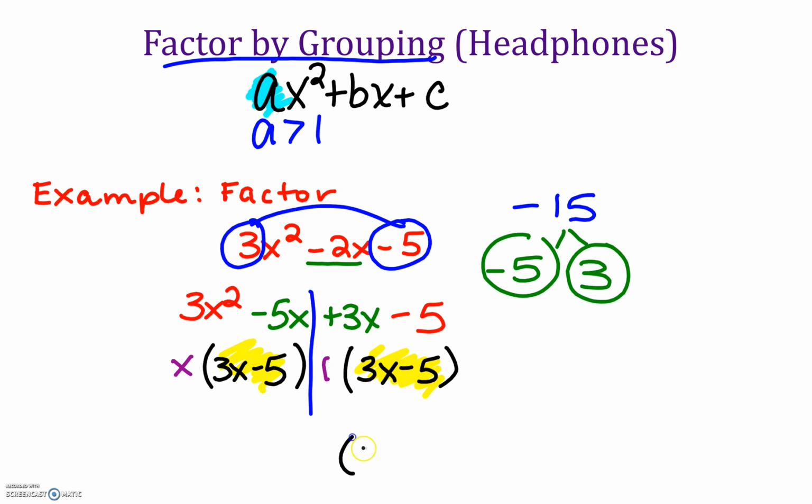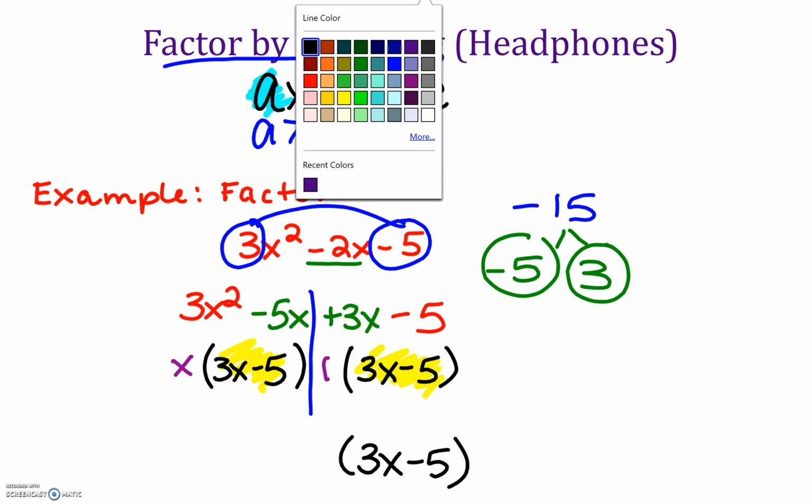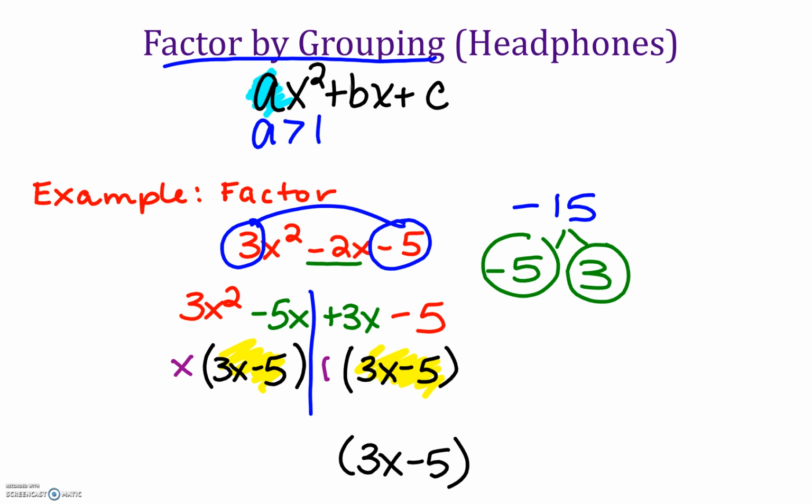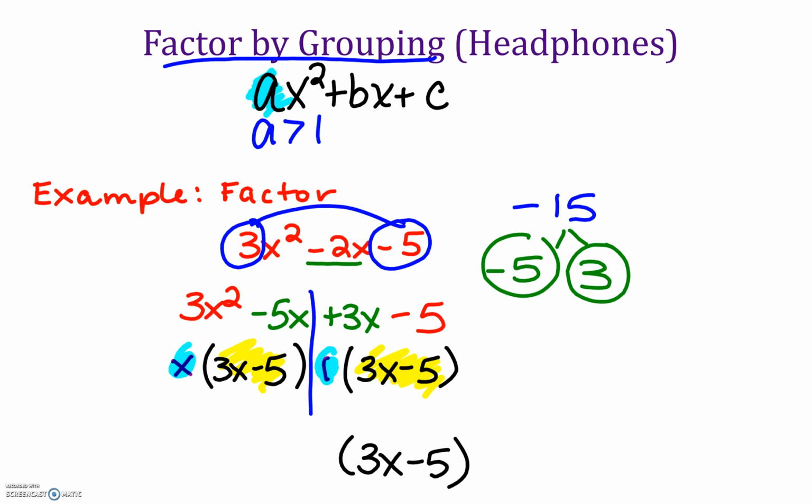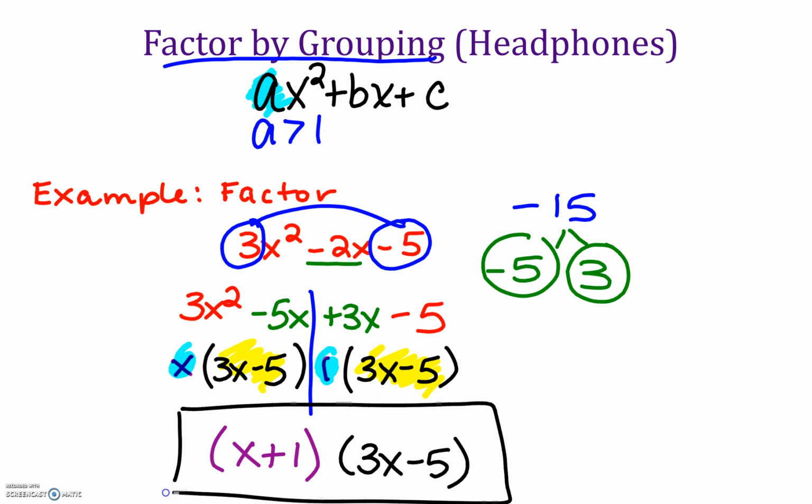So I'm going to rewrite that as one factor. So I have 3x minus 5. And then the numbers on the outside, this x right here and this one right here, become the second factor. So x plus 1. So my final answer is x plus 1 times 3x minus 5.